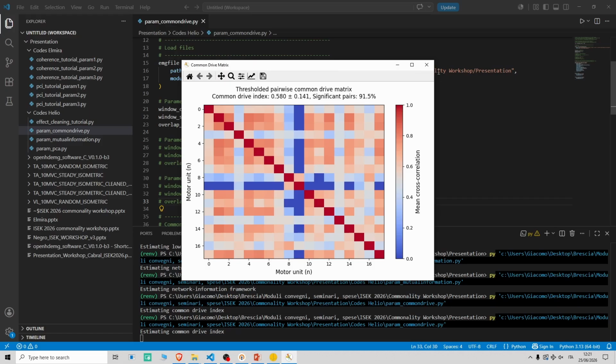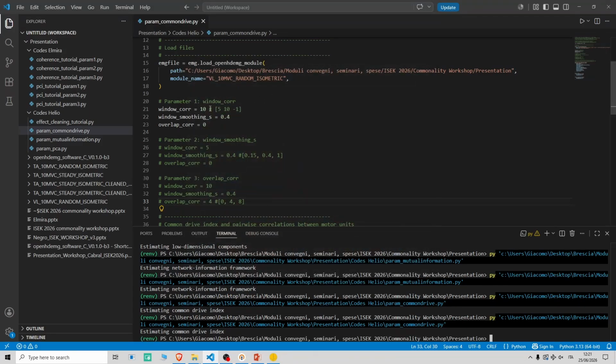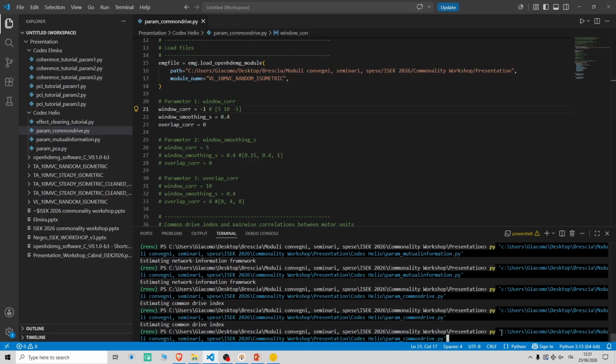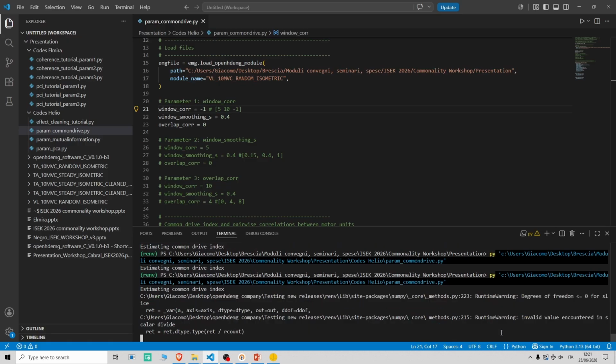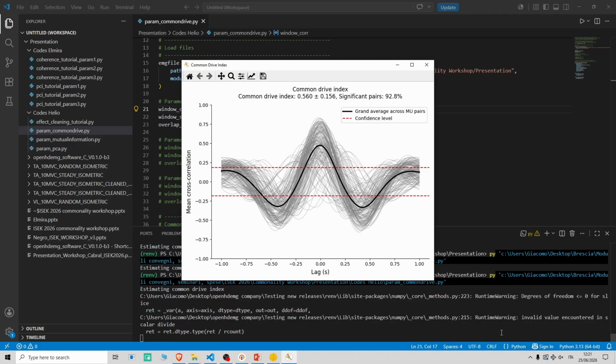And finally, just to finalize, I will use all the signal, the entire signal we have. Let's check. So I will use the full 30 seconds. And then you see that we decreased even more. So now it's around 0.56.